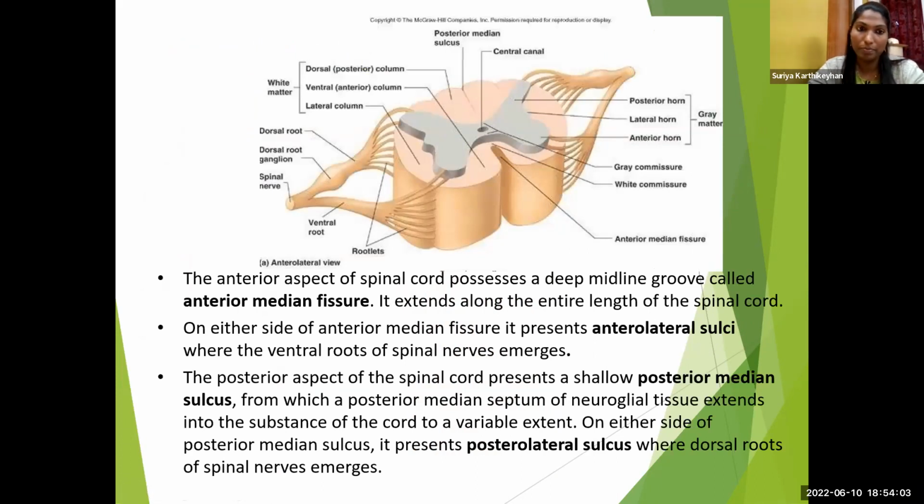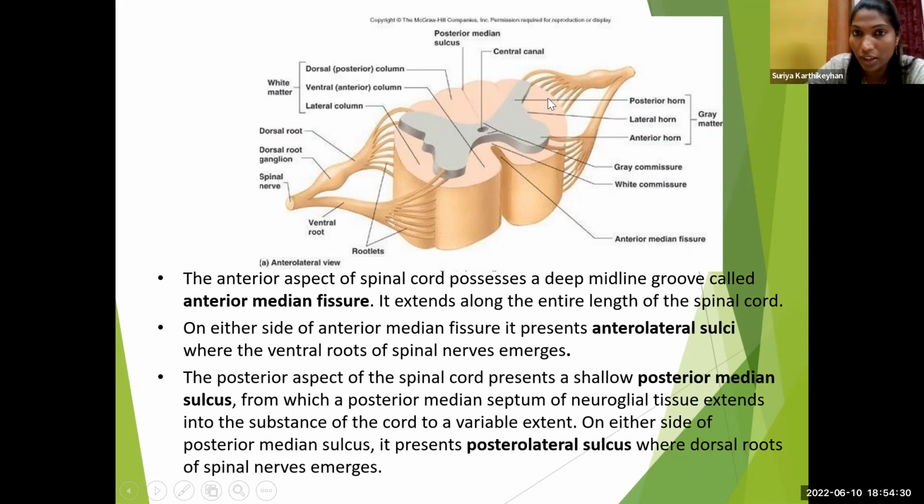So spinal nerves. Already I have told you what is anteromedian fissure, what is posteromedian sulcus, and also the anterolateral sulcus and all. So one more thing, the revision. Inner gray matter, this is the central canal, this is the outer white matter. Anteriorly, this is called the anterior median fissure, and these two are the anterolateral sulci. And then we have the posterior median sulcus and then the posterolateral sulci.